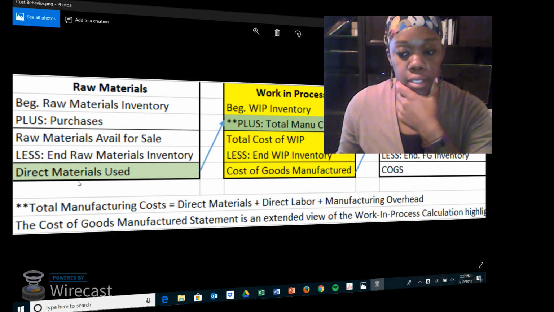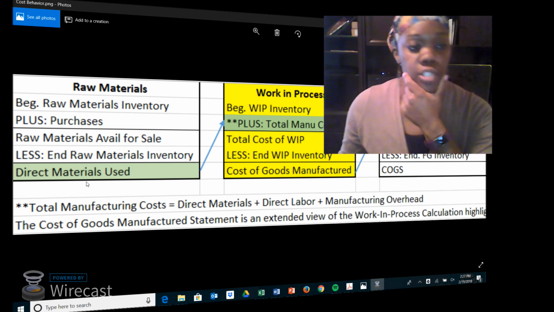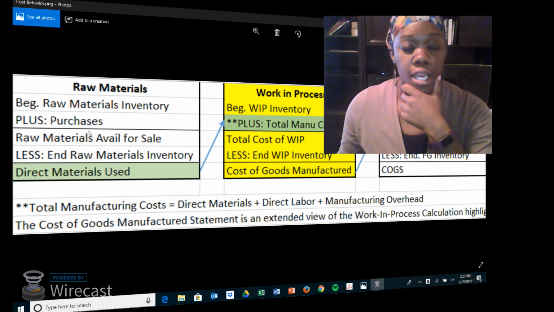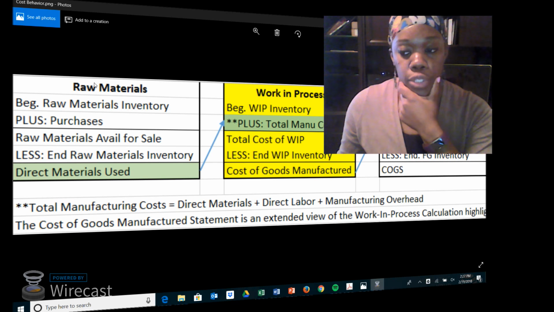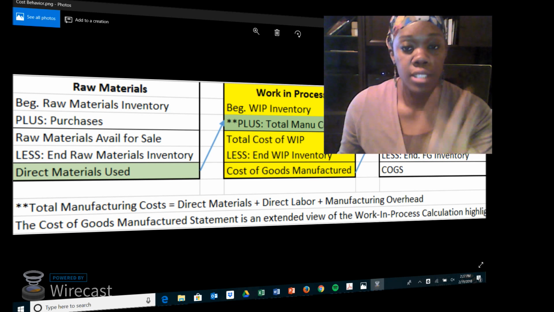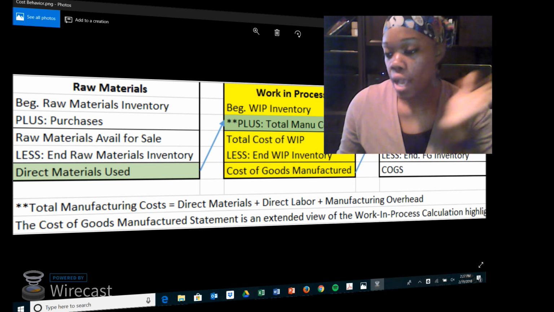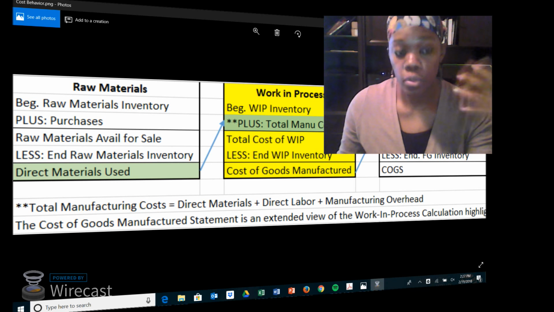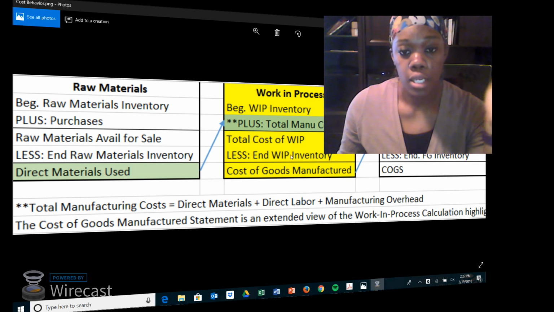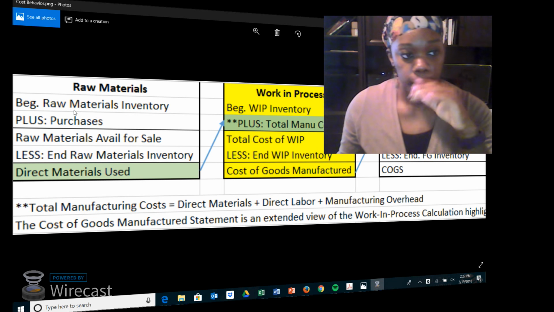I created this graphic for my cost accounting students so that they can use this to understand how we use raw materials, how we use work in process, how we use the finished goods inventory, and how they are affected, how they affect our income statement and our balance sheet.